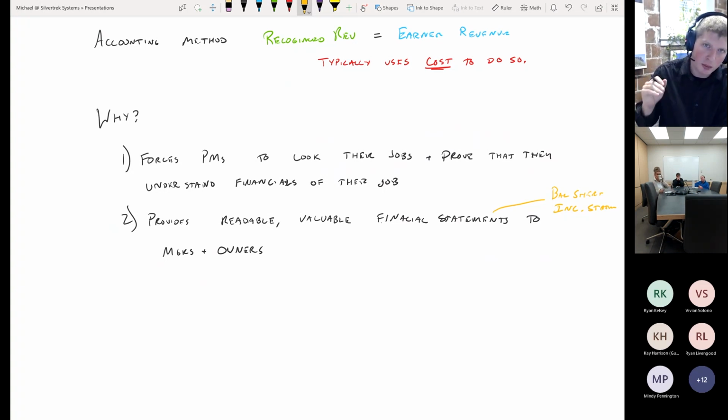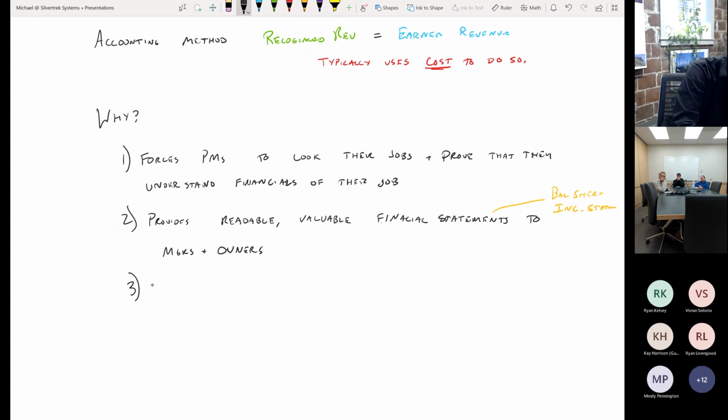That means that because of this process, we're going to have a profit and loss that we can actually trust. Because we have a profit and loss that we can actually trust, we can make good business decisions based on that, rather than having our business decisions based on bad information. So it's very helpful for the managers and owners.